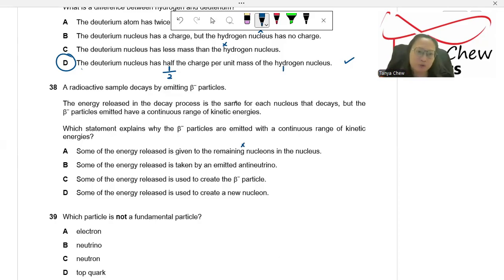B. Some of the energy released is taken by an emitted antineutrino. When beta-negative particles are being emitted, it is along with an antineutrino. This is true. C, some of the energy released is used to create a beta-negative particle. There is no creation of a beta-negative particle. D, some of the energy released is used to create a new nucleon. There's no creation of a new nucleon. Therefore, the answer is B.